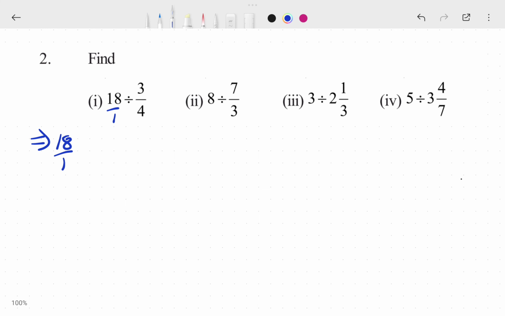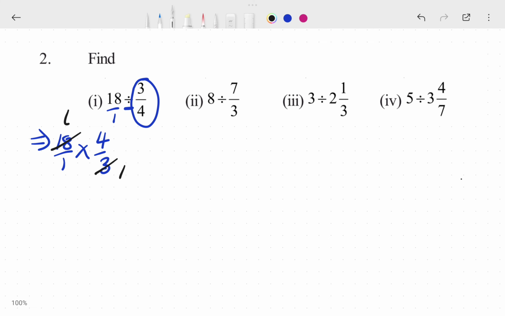And this is in division. When we change division into multiplication, it is going to be multiplication, and this 3 by 4 becomes 4 by 3. Now it becomes like that. Now we can crisscross and cut. This is 3 and 18: in the 3 table, 6 threes are 18.